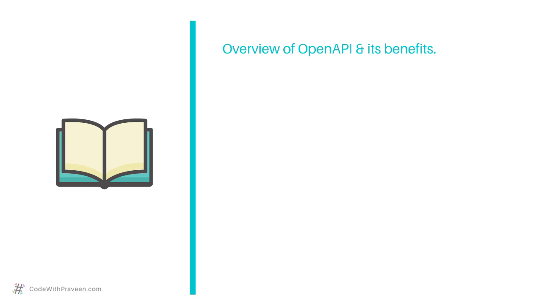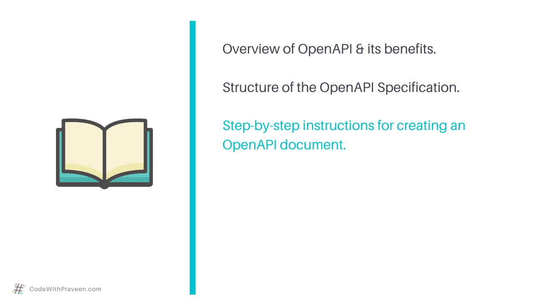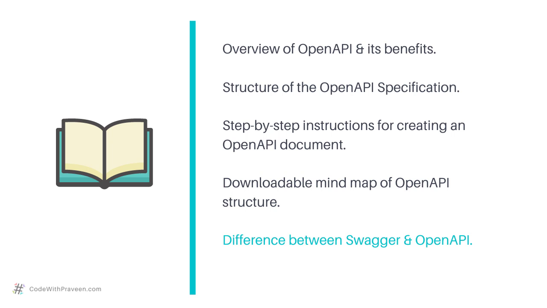Some of the topics you learn include an overview of OpenAPI and its benefits, understanding the structure of the OpenAPI specification, step-by-step instructions for creating an OpenAPI document, downloadable mind map that clearly shows the structure of each OpenAPI element, the difference between Swagger and OpenAPI, practice assignments to apply your learning, and so on.